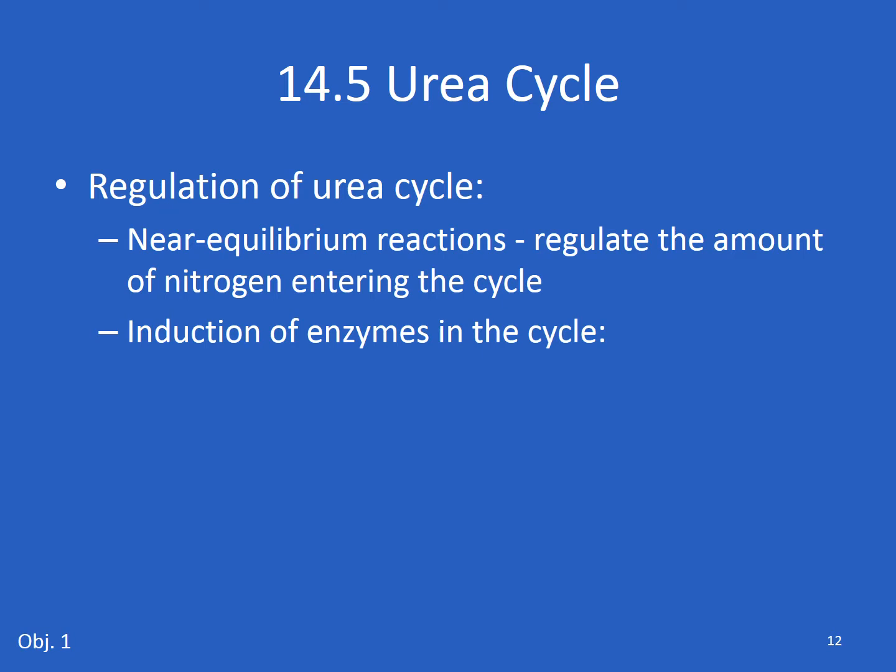So how do we regulate this? How does our body know when it needs to turn on the urea cycle? Most of these reactions are near equilibrium reactions. So the easy way to regulate this is just regulate the amount of nitrogen entering the cycle. Just regulate the amount of substrate. Because they're all close to equilibrium, if we have excess nitrogen, it very quickly gets converted to urea.